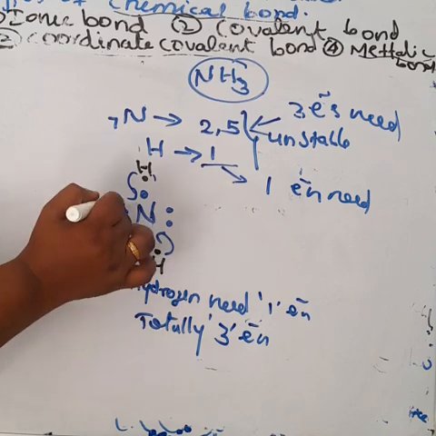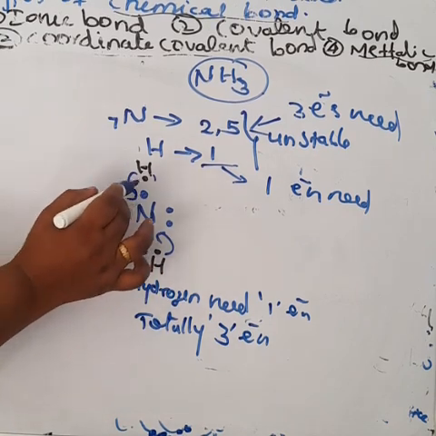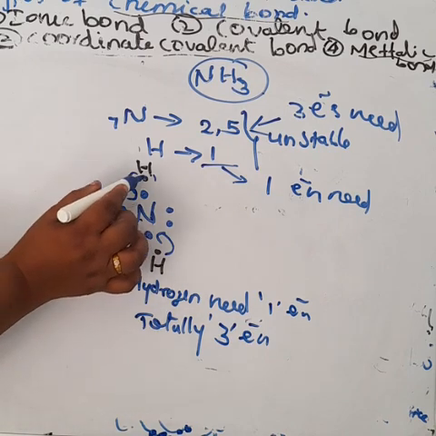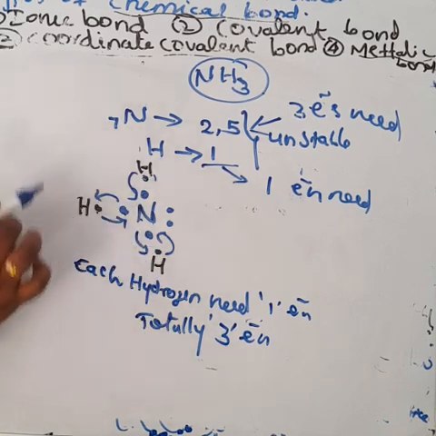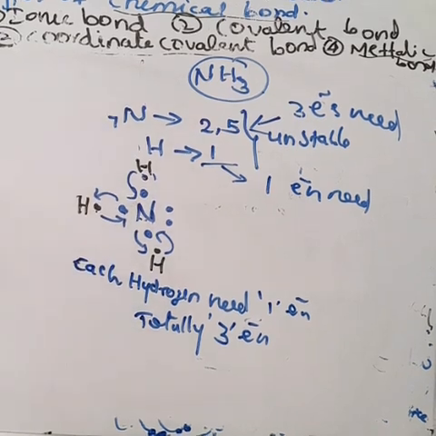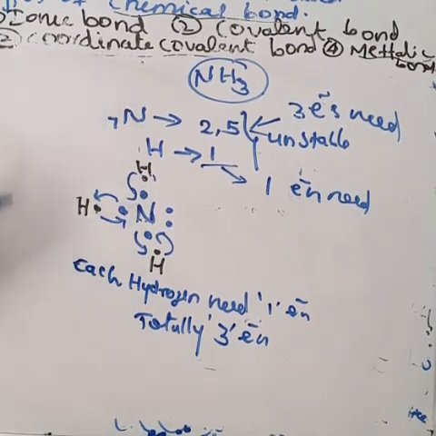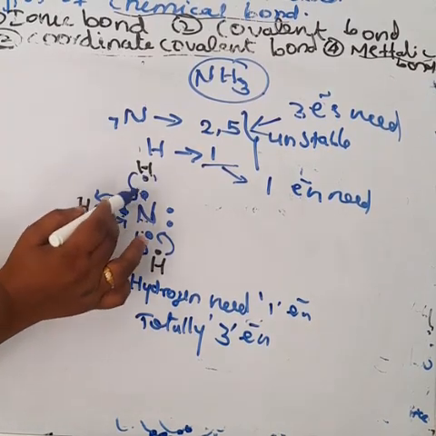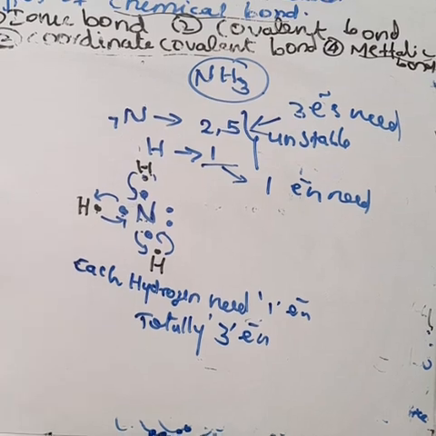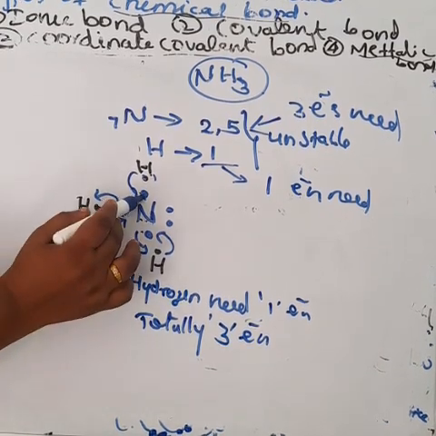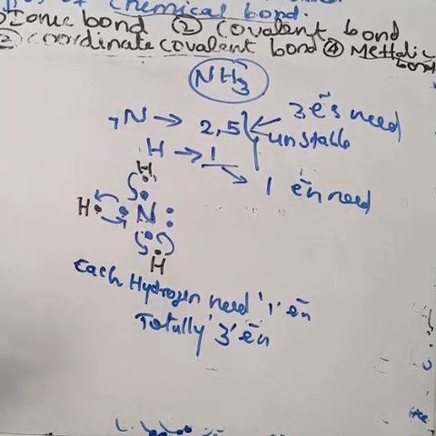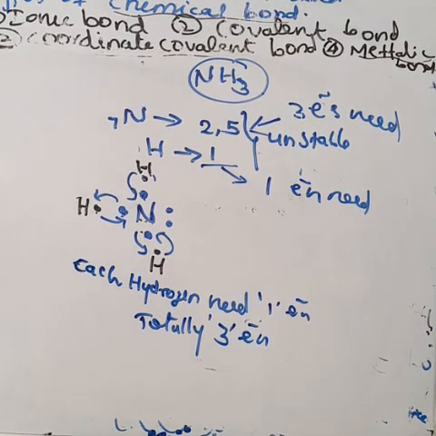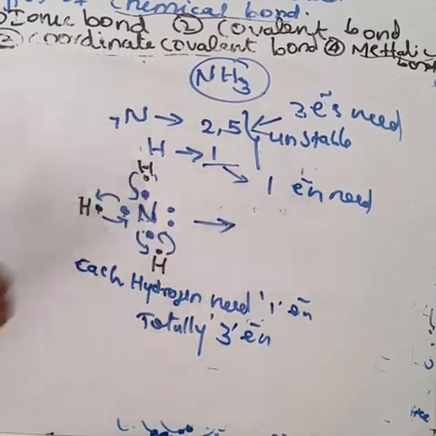Each hydrogen atom shares its electron with the nitrogen atom. 3 hydrogen atoms share their 3 electrons to the nitrogen atom. At the same time, the nitrogen atom shares its 3 electrons, one to each hydrogen atom. Okay, understood? So mutual sharing takes place here.